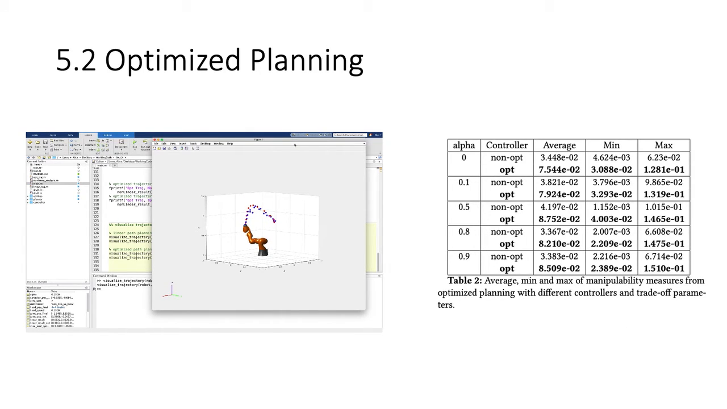We can see the manipulation process this time is much faster. This is because the positions given by the optimized planner are easier to reach. And from this table here, we can also see no matter what alpha is, the optimized controller can always give us the higher manipulability index.